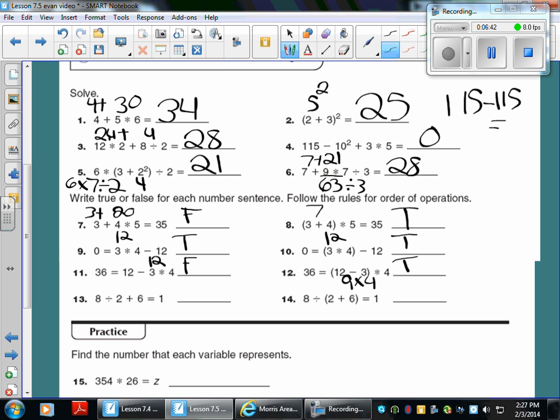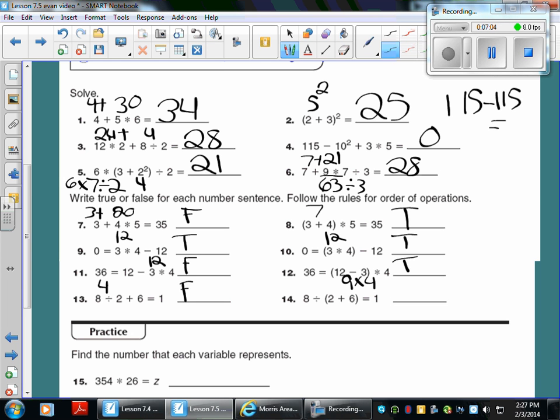13, we have 8 divided by 2 plus 6. I have a division and an addition sign. So I know that I have to divide first because of my order of operations. 8 divided by 2 would give me a 4 plus 6. So 4 plus 6 would give me 10. They have 1. This would be false.